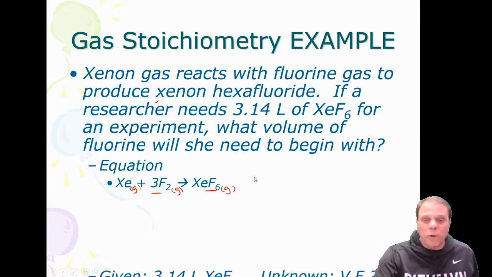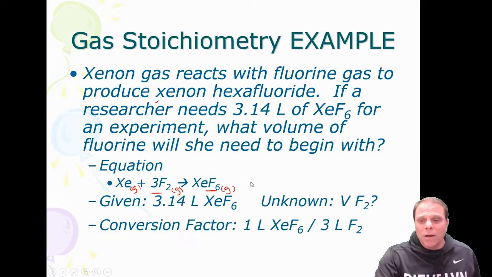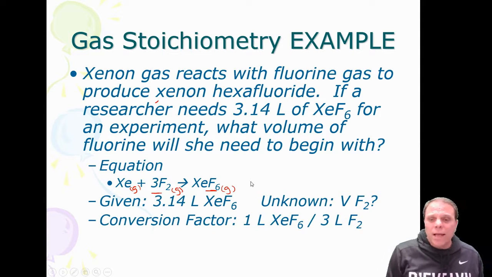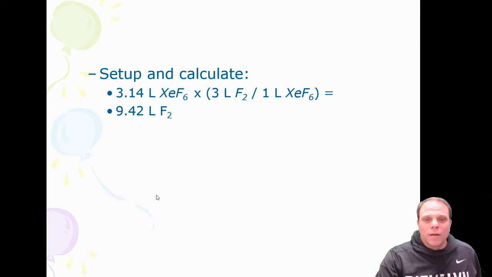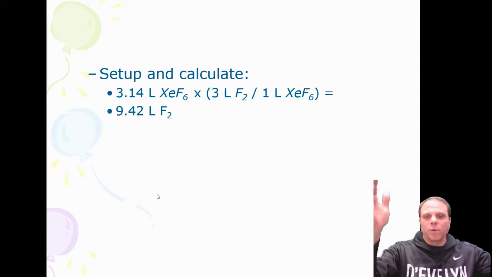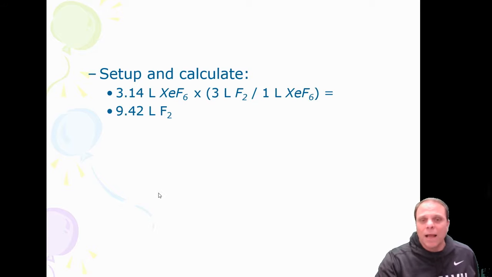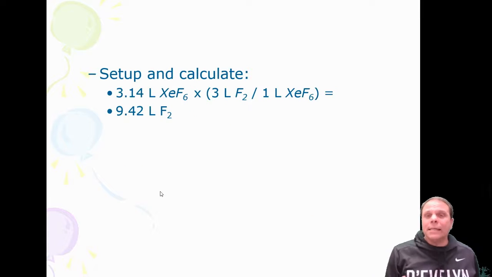So I can just start straight with 3.14 liters, and I want to go to my fluorine, so I can create a conversion factor of 1 to 3 with liters because I have a 1 to 3 ratio already. And so this makes the problem easy and quick and simple. It looks like this: 3.14 liters of xenon hexafluoride, and my conversion factor is 3 liters of fluorine for every 1 liter of xenon hexafluoride. And then I get my answer of 9.42 liters of fluorine. All right, easy, easy peasy.